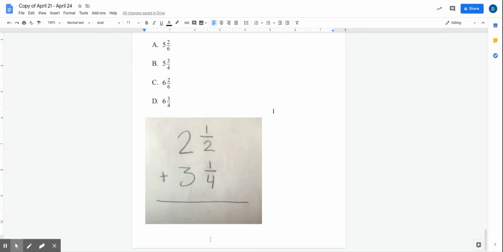So I set it up like this, 2 1/2 plus 3 1/4. I see the denominators are different, so we have to have a common denominator. So next I would just list the multiples of 2 and the multiples of 4 to find the least common multiple. Bring your numbers over and change the denominator to the common denominator, and then add.